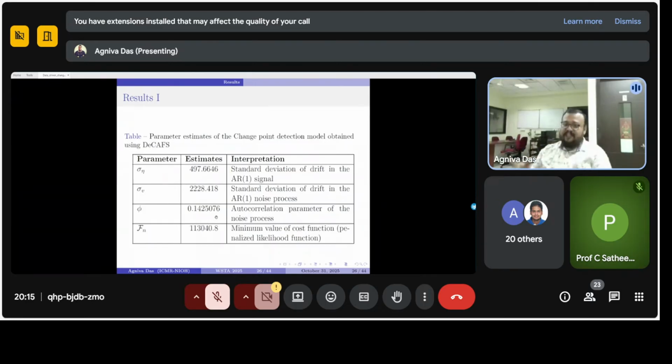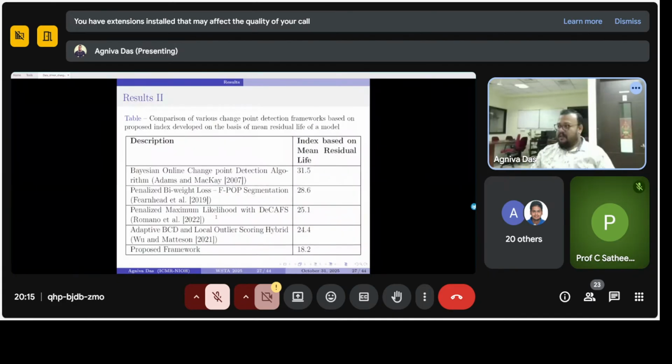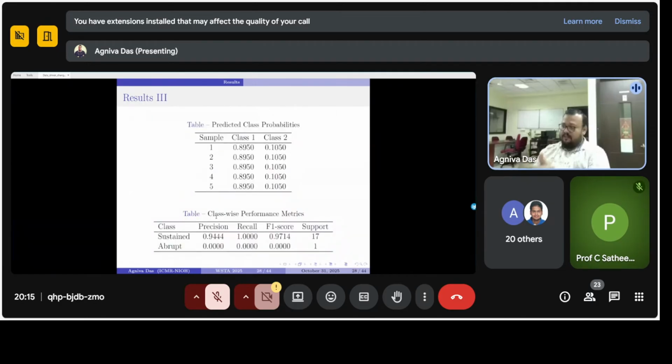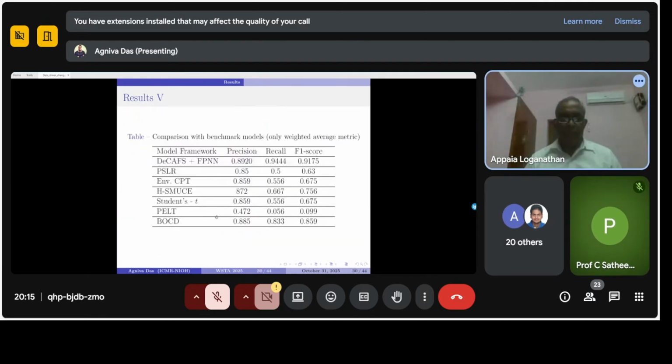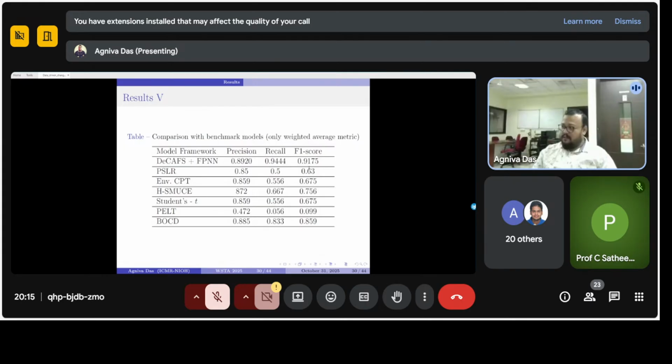So unfortunately, we expected that the data, in this case, we have done this on the well-log data, might give us some severe autocorrelation, but it didn't happen. As you can see, our model performs better here. Here also, as you can see, our model fares better in all of the metrics.